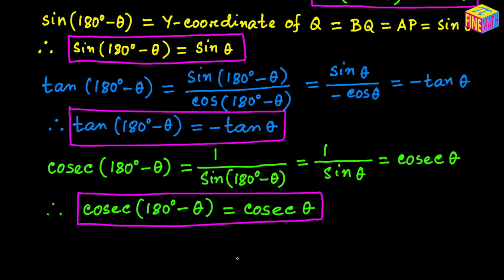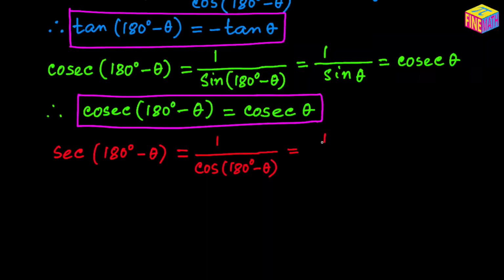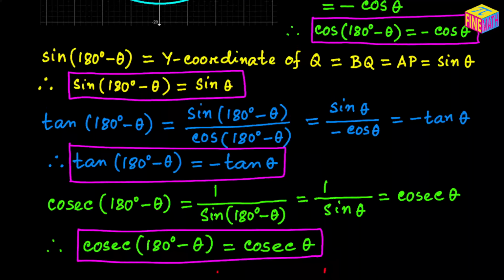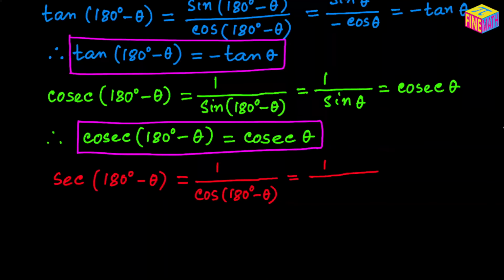Now let's calculate the value of secant of 180 degrees minus theta. We know that secant is the reciprocal of cosine. So we can write it as, and then what is the value of cosine of 180 degrees minus theta? Well, let's quickly check, the cosine of 180 degrees minus theta came out to be negative of cosine theta. So this will be negative of the reciprocal of cosine of theta, that will be secant of theta. So negative of secant of theta. So let's make a quick note here.